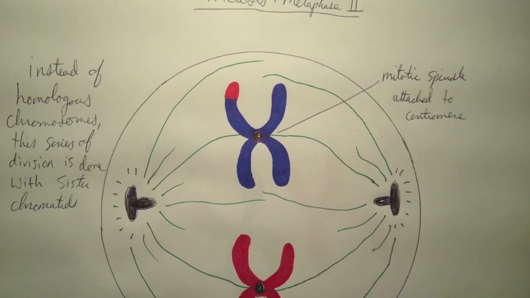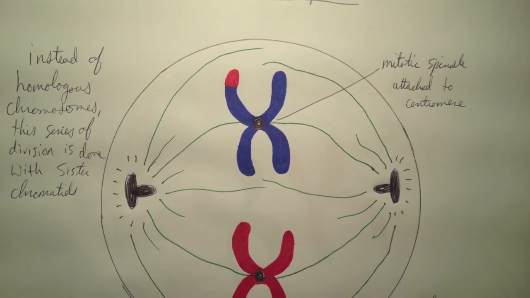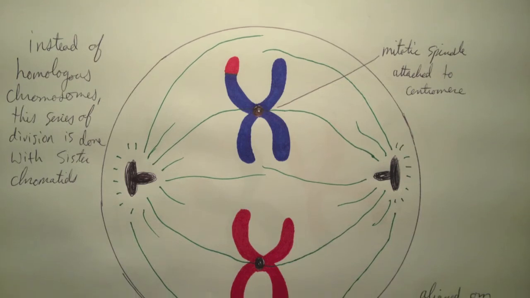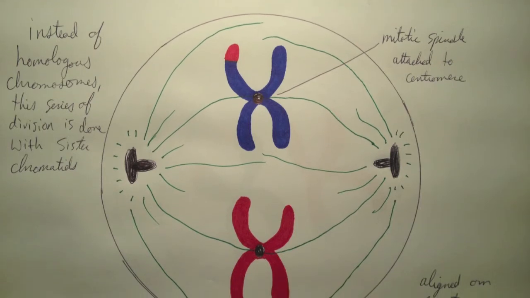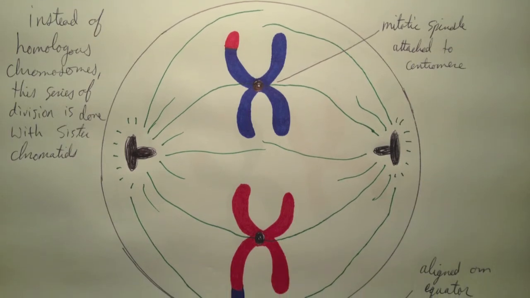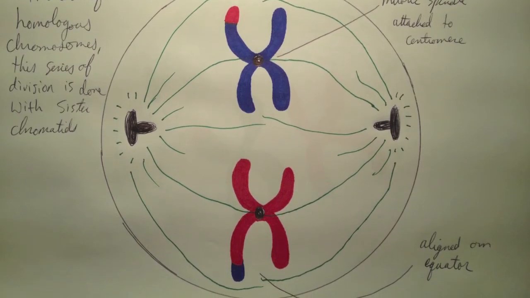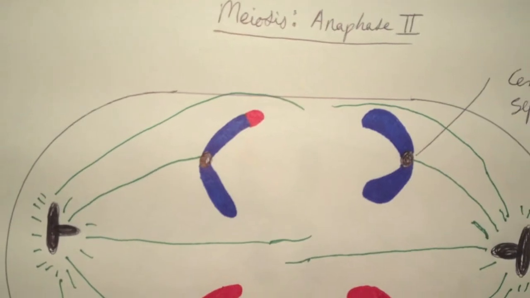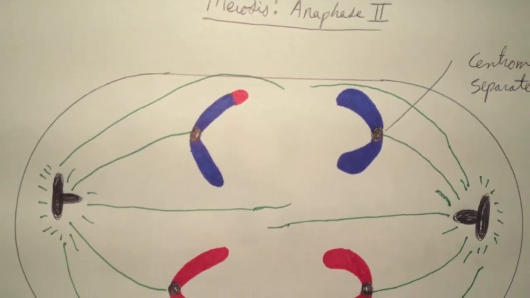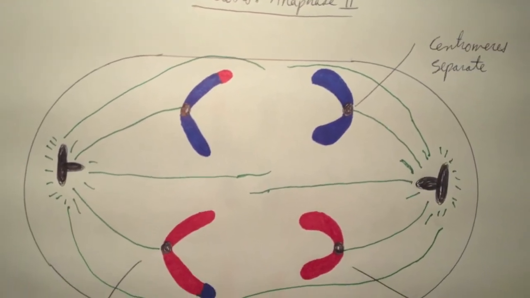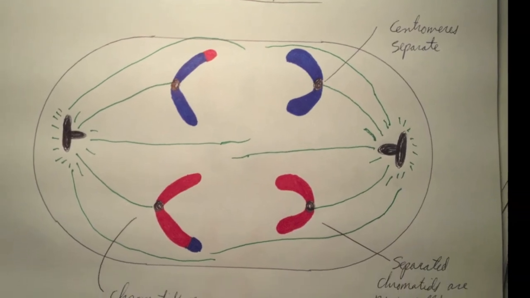In metaphase 2, each daughter cell finishes formation of the spindle apparatus. Single chromosomes are aligned on the metaphase plate, as opposed to homologous pairs, and microtubules connect to each kinetochore. Anaphase 2 is when the centromeres separate and the two chromatids of each chromosome move towards the opposite poles of the spindle.